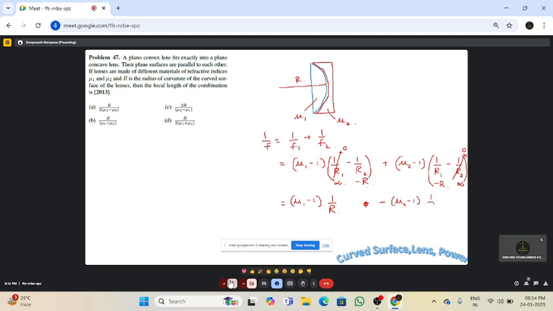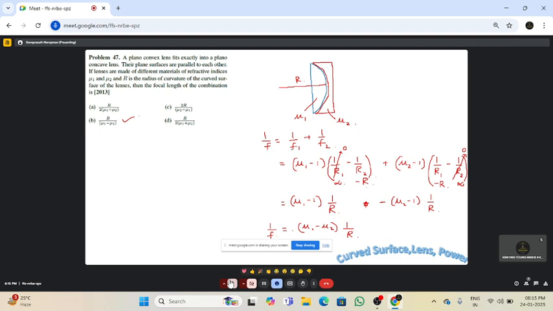So this minus I can write outside. One by R, because this minus has been written over here. 1 by r, if I take it out commonly, this minus 1 and this minus 1 will cancel because this is minus here. So I get mu1 minus mu2 divided by r. But this is 1 by f. They are asking to find the focal length, which means it will be r by mu1 minus mu2. So this will be the correct answer.